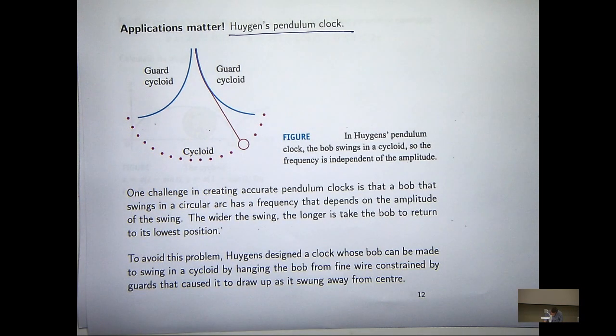Pendulum clock. Now, back in the day, building accurate clocks was important, right?